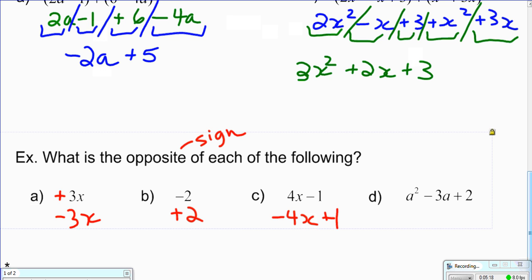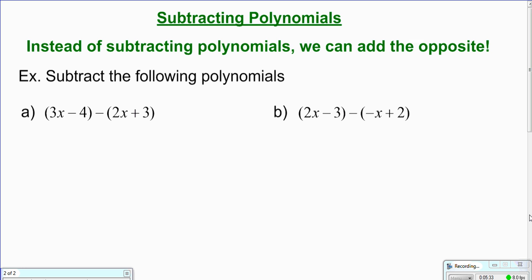Same thing if we have 3 terms. Negative a squared plus 3a minus 2. So all of the signs change. This is going to be really important for what we do next. Sorry, I think this copied out kind of light on your notes.